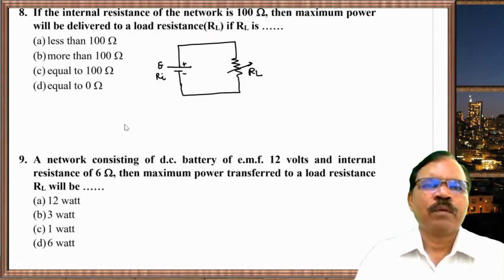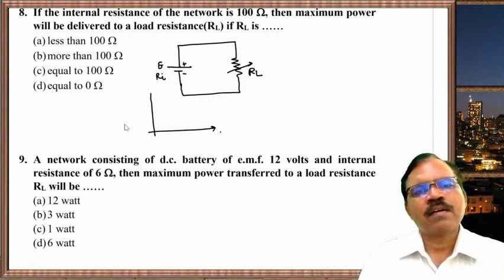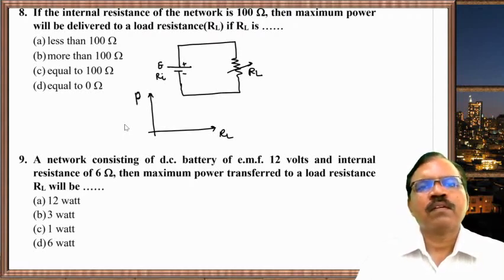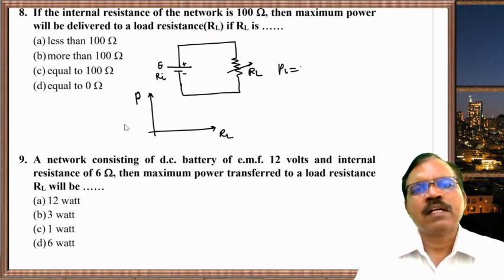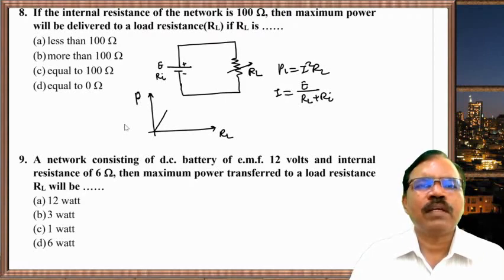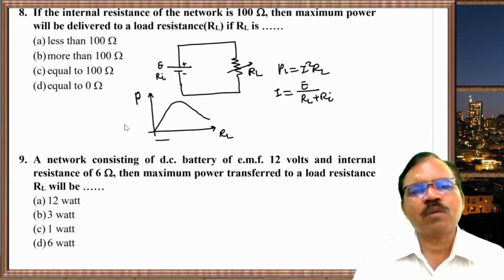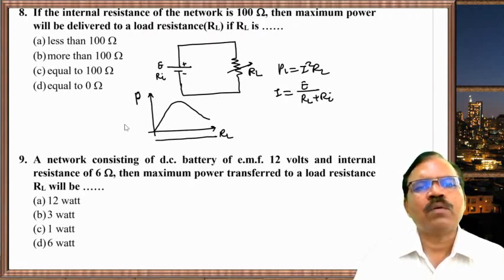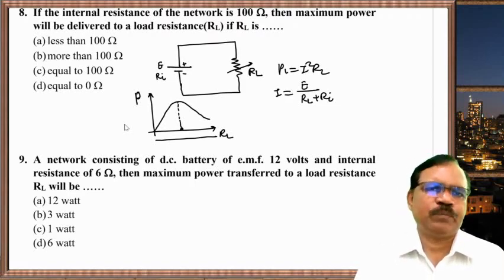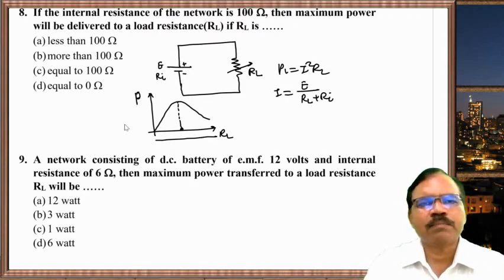So when we plot graph of RL versus power, power delivered here is I square RL, and I is E upon RL plus Ri. So here if we plot graph, you will get graph like this. When we increase resistance from small value to higher value, power goes on increasing. Somewhere here power is maximum and then decreases. So at certain value of load resistance, power is maximum.